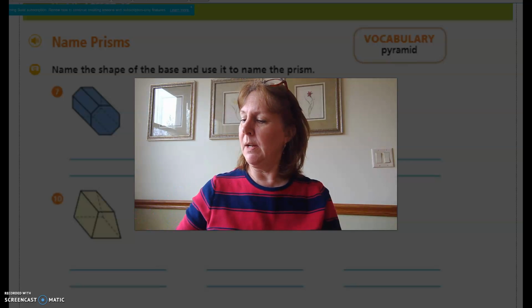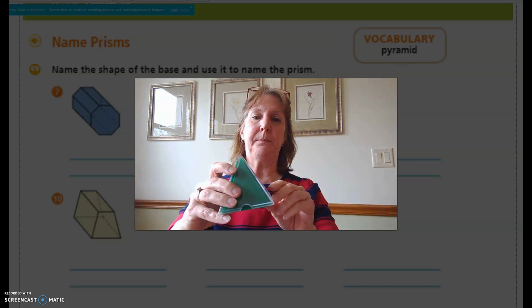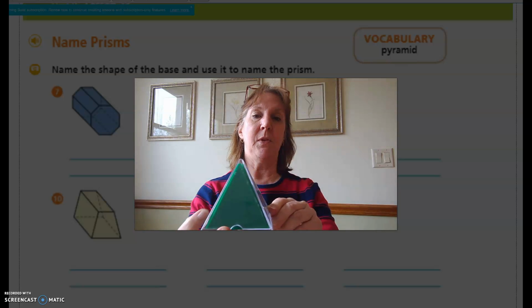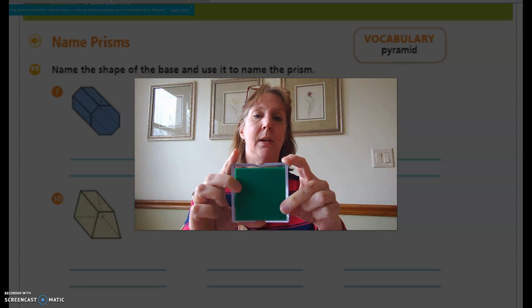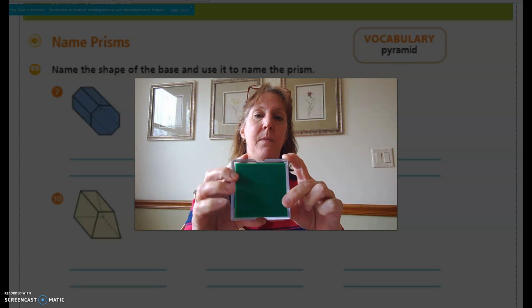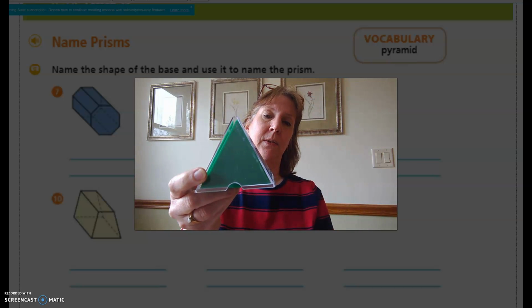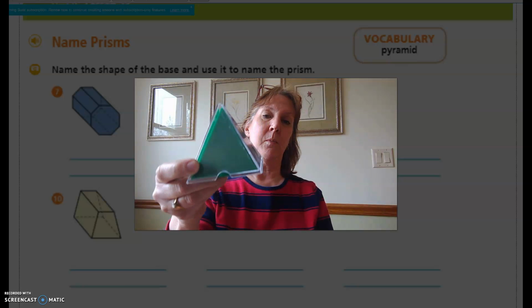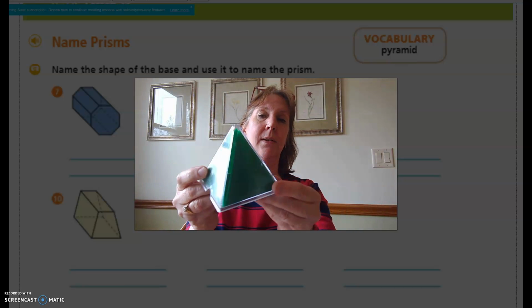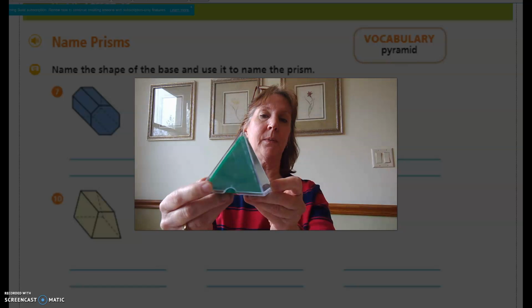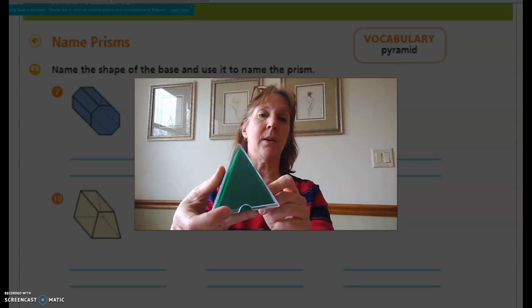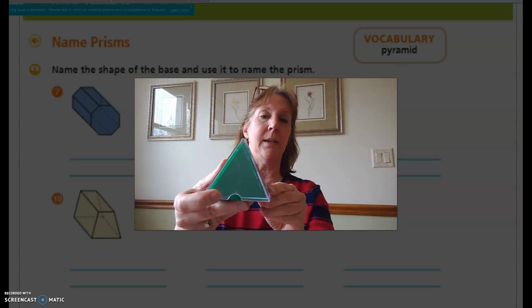All right. We have not talked about this one yet. It comes to one point. There is a square on the bottom, and it comes to a point up at the top. So it is a square pyramid. And look at the sides. The sides are triangles. If it comes to a point, it's going to be a pyramid.